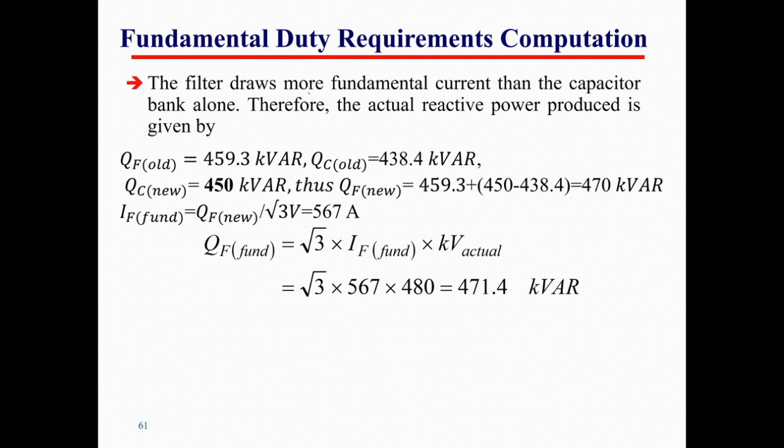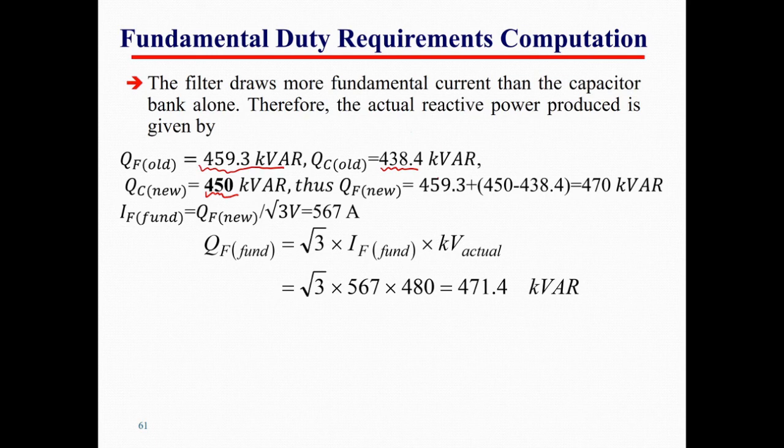The filter draws more fundamental current than the capacitor. So don't forget that we have a filter that consists of a capacitor and inductor. Okay, the actual reactive power produced. So from our initial calculation, this was the Q of the filter, and this was Q for the capacitor bank. This is according to our initial calculation. But then we said that we're gonna select a new capacitor because this is not available in the market. We're not able to obtain 438.4 kilovolt ampere reactive, right?